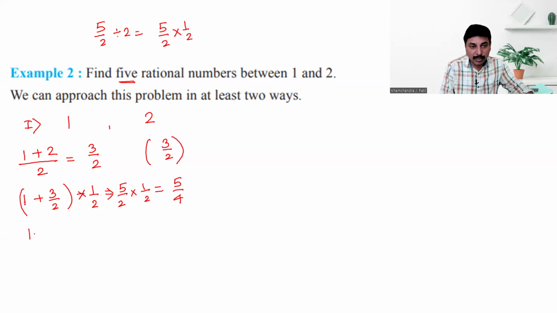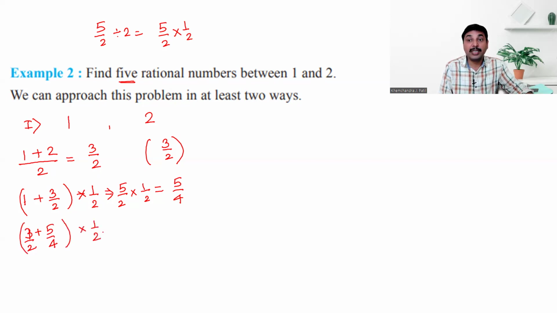Now next, 1 plus 5 by 4. Now take 3 by 2 plus 5 by 4 and then divide it by 2. Divided by 2, that means multiplied by 1 by 2. So just add this now. फ्रैक्शन का एडिशन है, so न्यूमरेटर डिनोमिनेटर सेम करने के लिए इसको 3 से मल्टीप्लाई करो. So this will be 11 by 4 multiplied by 1 by 2, that is equal to 11 by 8.